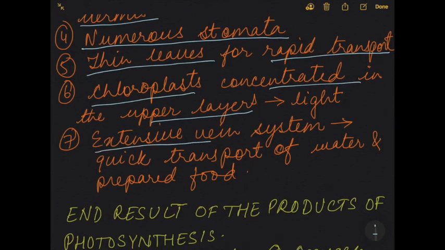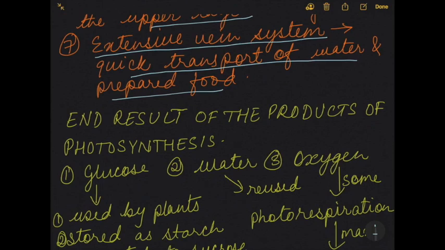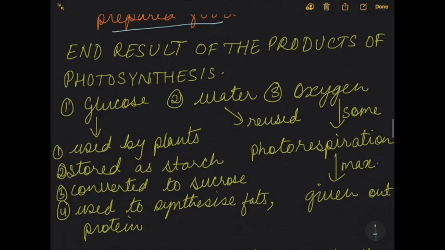And then of course the extensive vein system, so that maximum water will reach the leaves at a quicker time, so that the food is prepared. And even the prepared food is carried away because of the extensive vein system. Now next we come to the end results of photosynthesis. Now you know the products of photosynthesis. They are glucose, water and oxygen. Now what happens to the glucose?